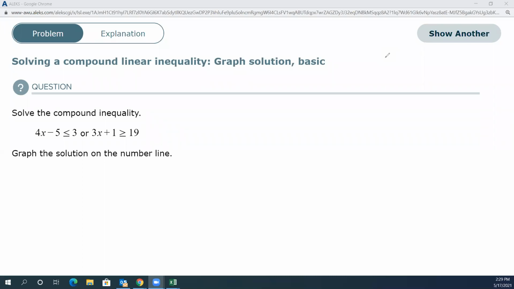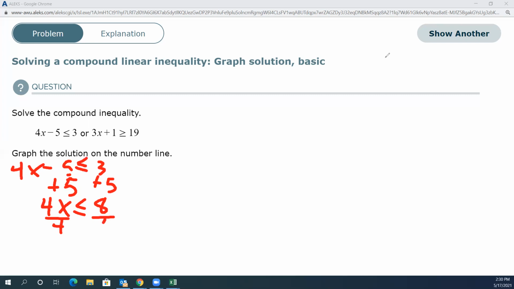Now for this one, we're supposed to solve that inequality and that inequality. So let's do it. The first one, I think I'm going to work on the left side of the screen. So 4x minus 5 is less than or equal to 3. I'm going to add 5 to both sides, and that'll give me 4x is less than or equal to 8. Then I divide by 4, and x is less than or equal to 2. Okay, cool. Now the other one.